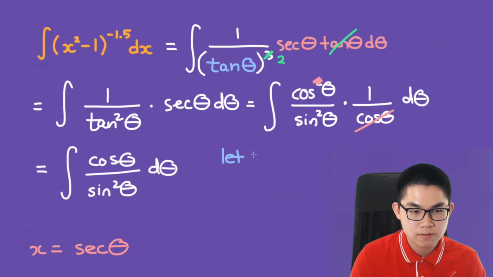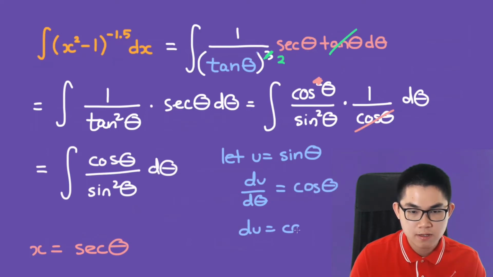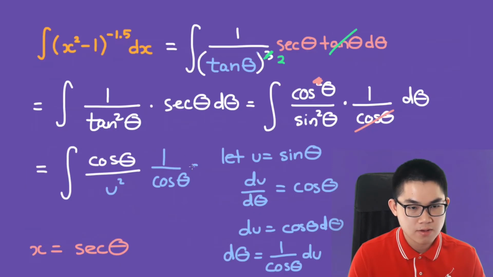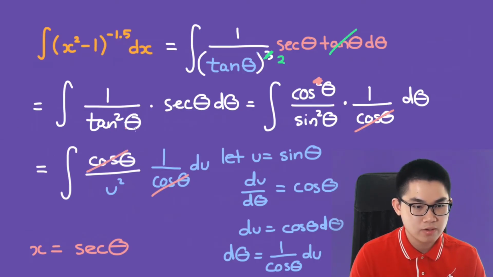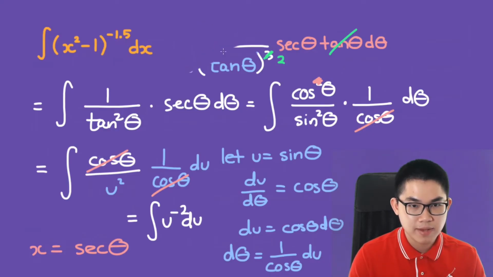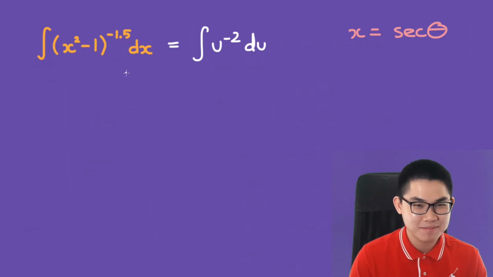Now let u equal sine. Du over d theta will be cosine. Du will be cosine d theta, and d theta will be 1 over cosine du. We substituted u with sine, so sine squared will be u squared. And what is d theta? Well, d theta is 1 over cosine. The two cosines will cancel out, and we have the integral of u to the power of negative 2 du. Let's go ahead and make some space. We have seen this integral many times, and this integral will give us negative 1 over u plus c.